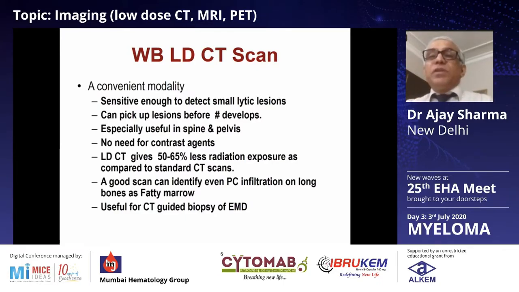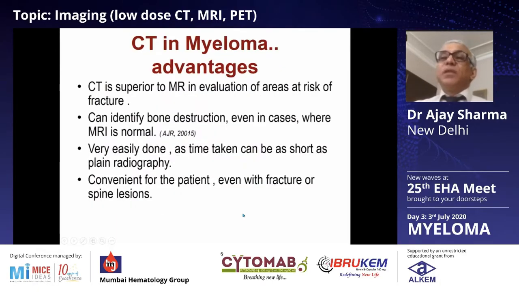There's no need for any contrast agents, and this low dose CT scan gives about 50 to 60% less radiation exposure as compared to standard CT scans. And a good scan can identify even plasma cell infiltration on the long bones as fatty marrow, and it's obviously useful whenever we need to go for an intervention, such as CT-guided biopsy of the extramedullary disease.